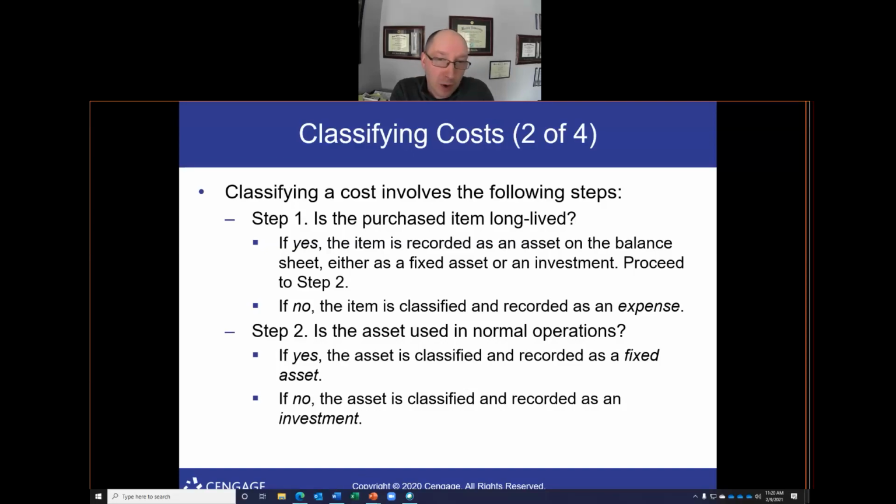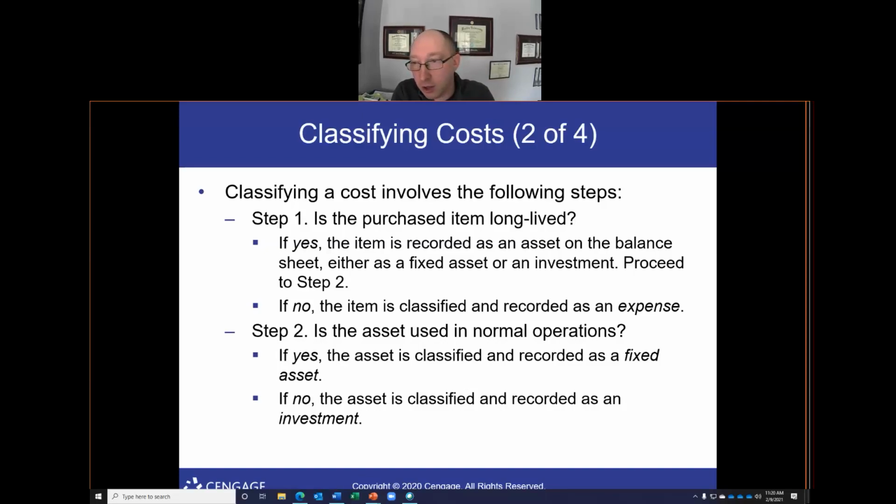The first step is to identify if the purchased item is what we call long-lived. In accounting, anything long-term, as you know, is greater than 1 year. Long-lived means the asset that we are purchasing will last longer than 1 year.